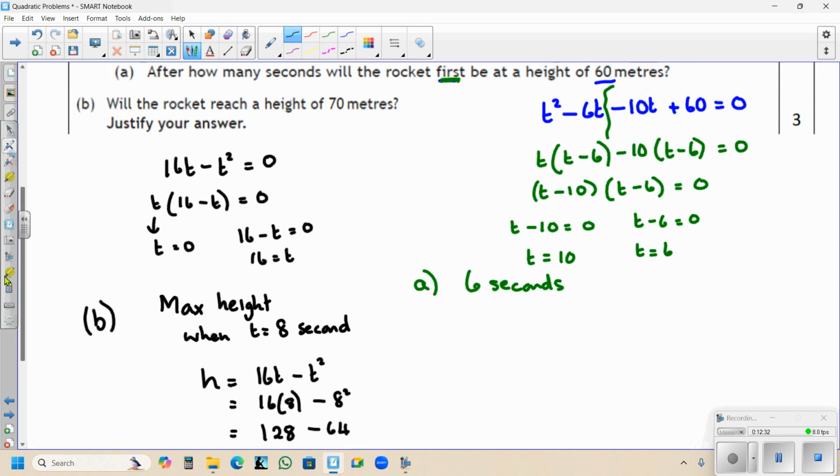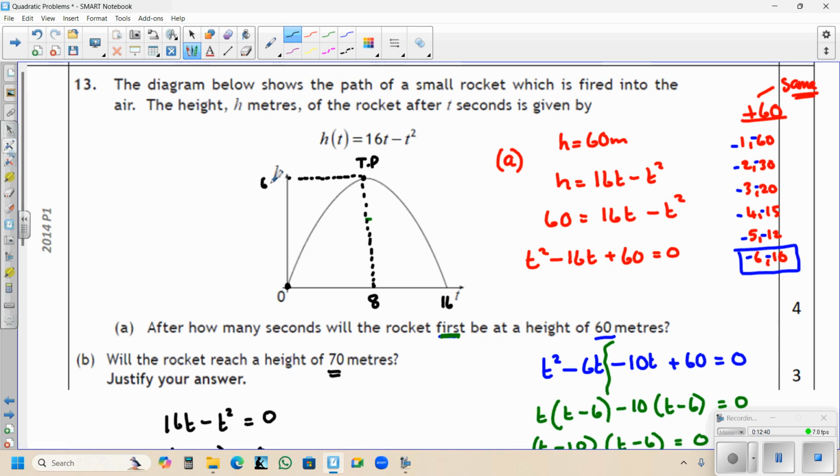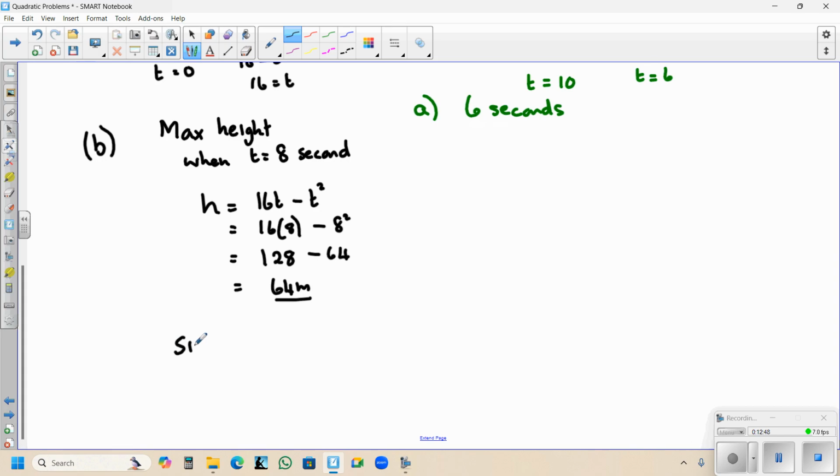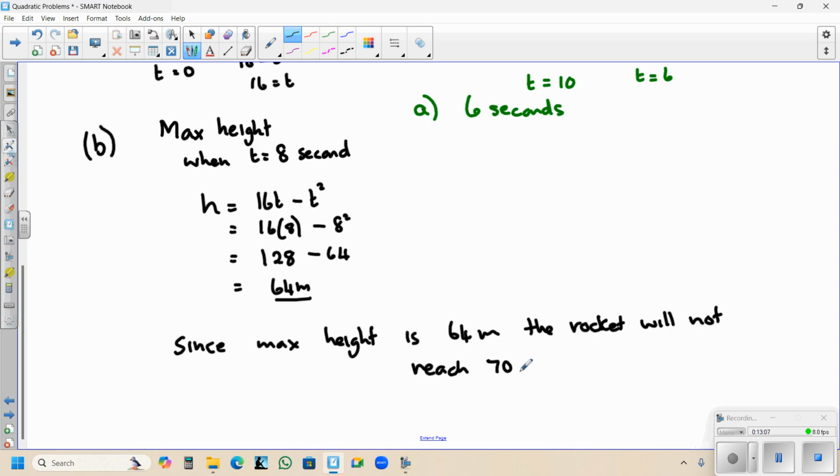What did they ask me? Will the rocket ever reach a height of 70 metres? No, it won't, because the maximum height there is 64. That's up there at 64, and that turning point would be (8, 64). So you have to explain that to justify your answer. So you would say, since max height is 64 metres, the rocket will never reach 70. So that's all about your turning point there for that one.